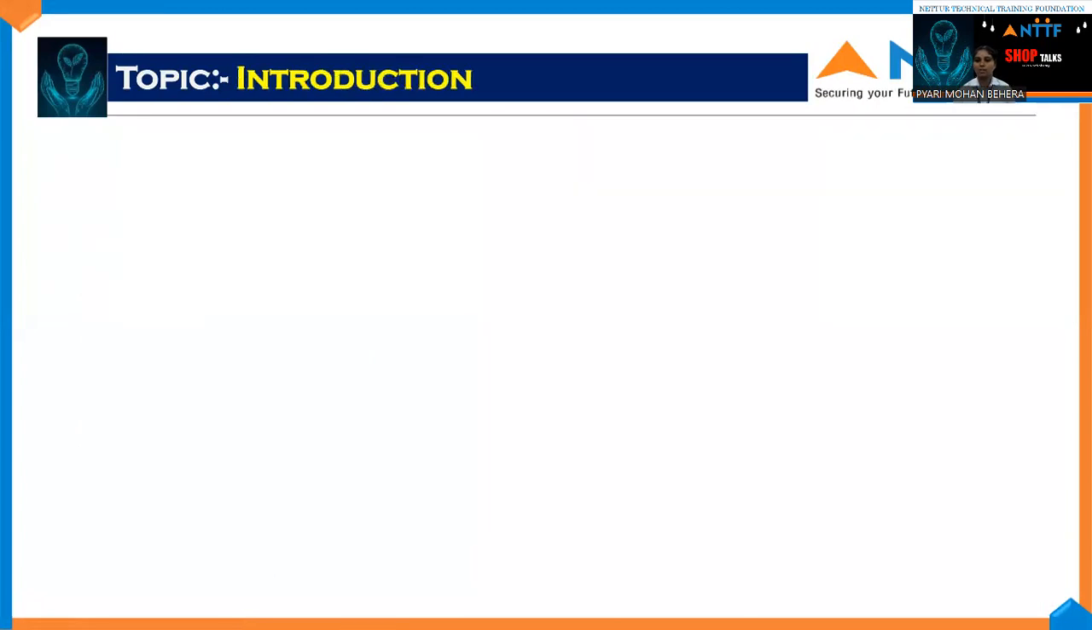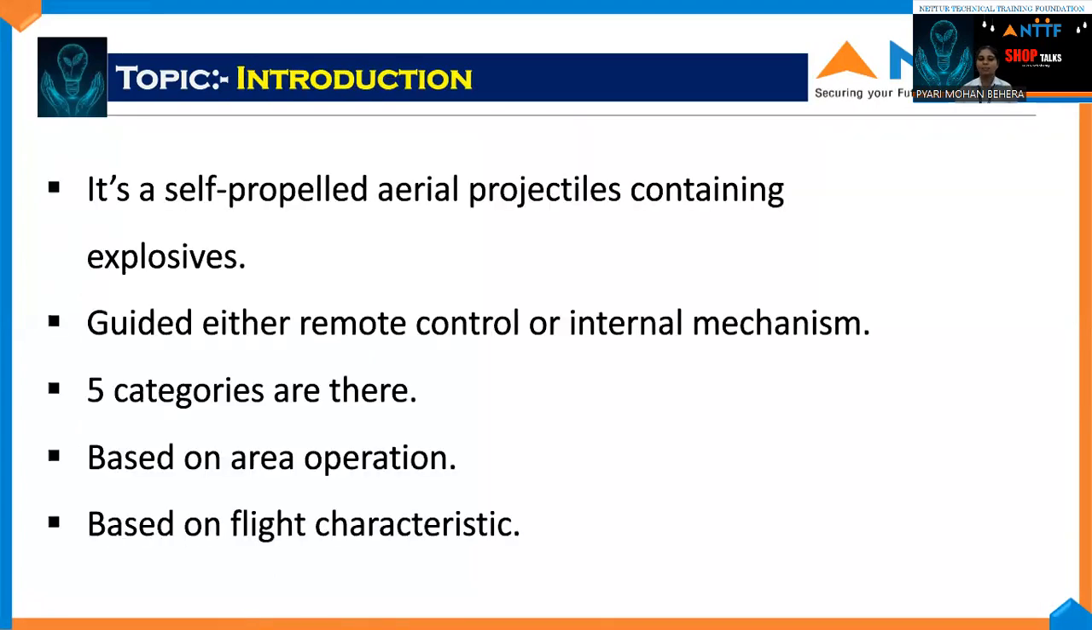So first of all, what is the introduction? A missile is a self-propelled aerial projectile containing explosive, guided either by remote control or an internal mechanism. There are five categories: ground to ground, ground to air, air to surface, surface to air, and air to ground. Then, based on the area of operation, there are many types; three are most important: projectile and subtractile. Then, based on flight characteristics, it has aerodynamic and ballistic.